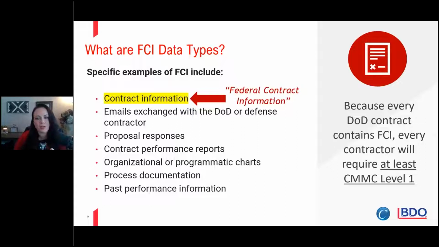Because every DoD contract contains FCI, every contractor will at least require CMMC level 1. So level 1 controls are identical to the FAR clause controls. And they did that on purpose because we are meant to take this approach of meeting your level 1 controls, then meeting your new CMMC model 2.0 level 2 controls. So right now, if you do business with the federal government, if you do business with the DoD, meet the 17 controls as your first step.